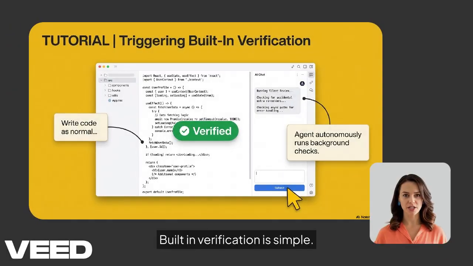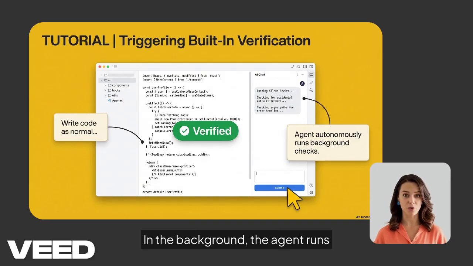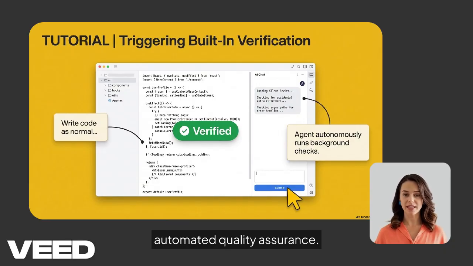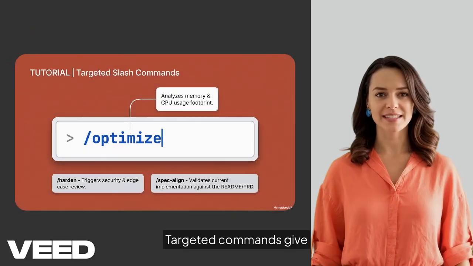Triggering built-in verification is simple. You write code as usual in your editor. In the background, the agent runs silent checks for re-renders, async errors, and other risks. When the review passes, the system marks the code as verified, giving you immediate automated quality assurance.